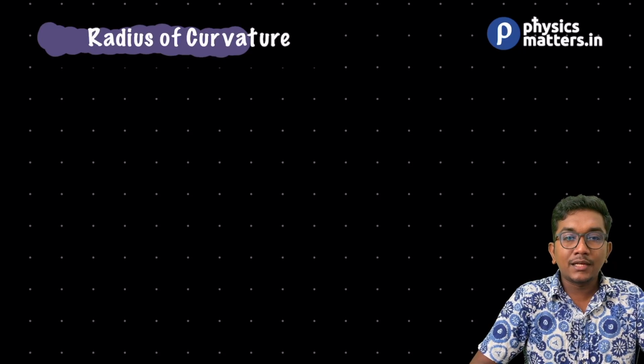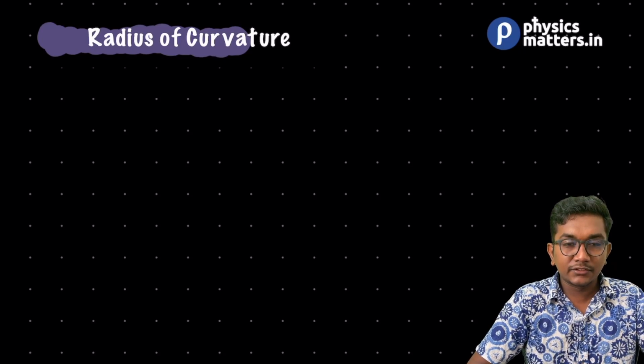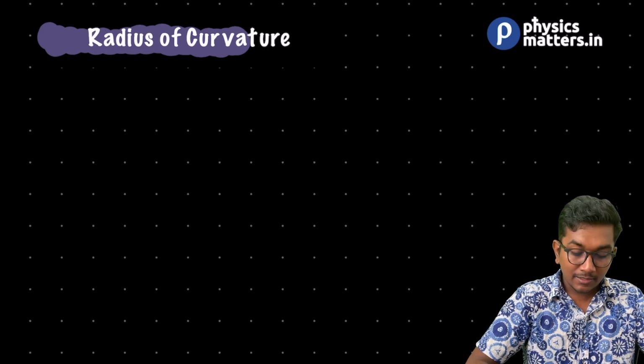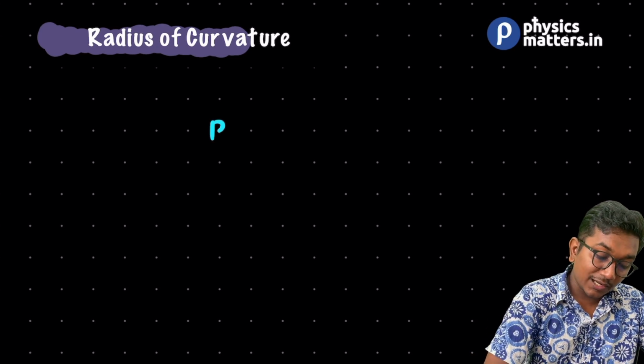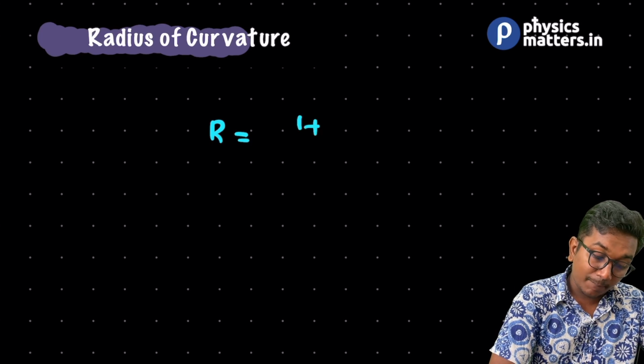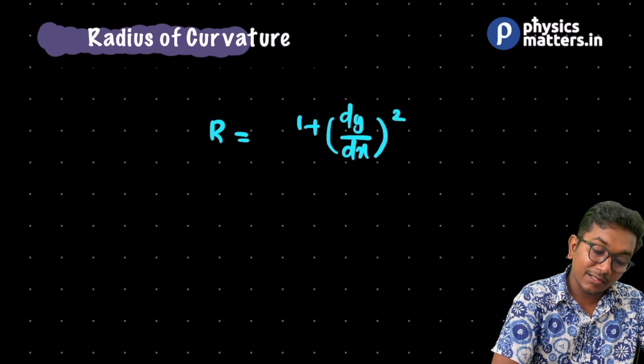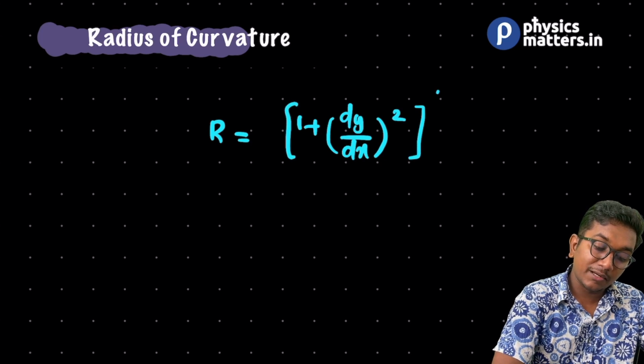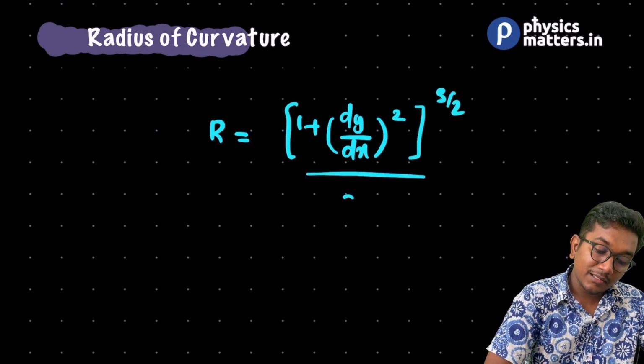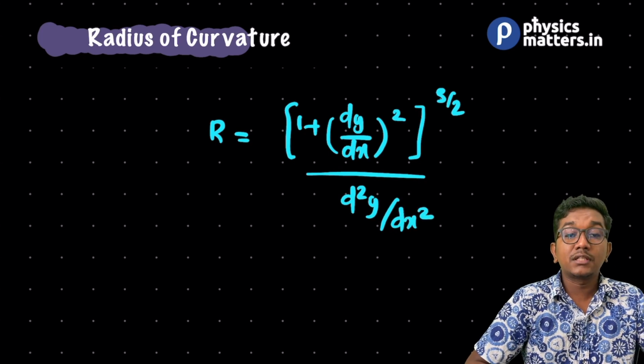Okay, so in the last video, we talked about the radius of curvature, the mathematical equation for that. And what was the equation? We know that R is equal to (1 plus (dy by dx, the first derivative) squared) the whole raised to 3 by 2, divided by d square y by dx square. So this is the equation for it.